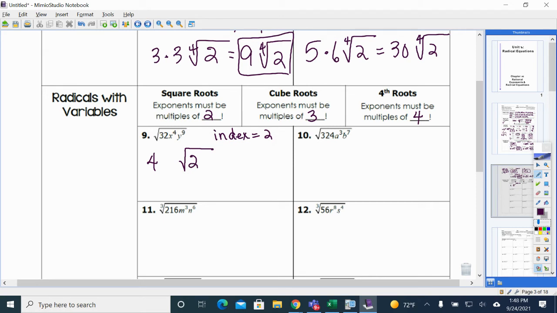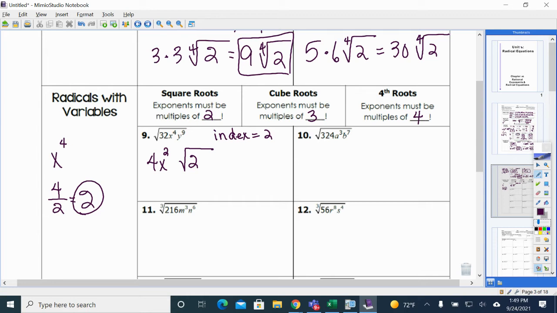Now let's talk about these x's and y's. If I have x to the 4th, what is 4 divided by 2? It's a 2. It's a whole 2. So that means that all of my x's are a multiple of 2. What that means for us is we're not going to have any x's left under the radical, and we're going to have an x squared in front of the radical. All of the x's are going to square root out.